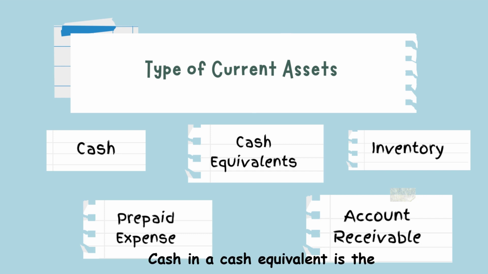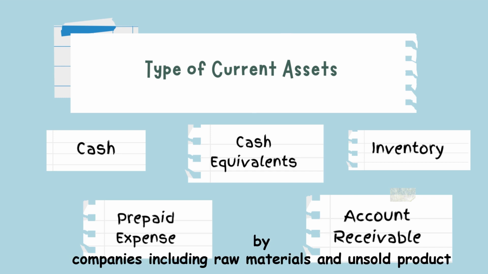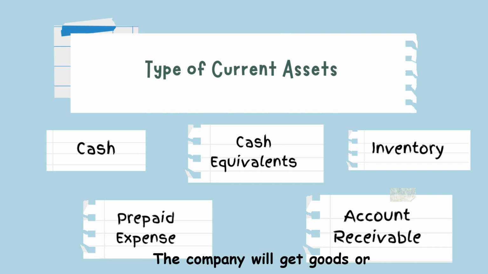Cash and cash equivalents are the actual cash held by the company. Accounts receivable is the money not yet paid by customers after the company sells a product or provides services. Inventory is the product held by companies, including raw materials and unsold products. Prepaid expenses are payments made in advance, before the company receives goods or services at some point in the future, such as rent, insurance, and so on.